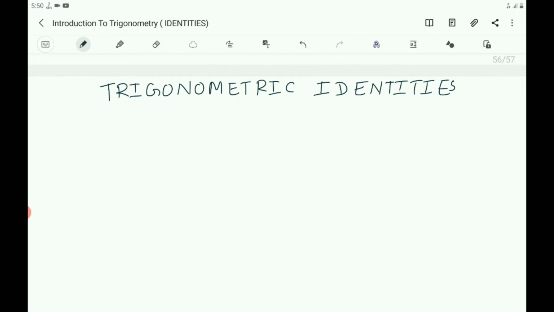Now, some basic trigonometric identities are there. The three fundamental trigonometric identities are: first one is cos square A plus sin square A equals 1, where A is greater than or equal to 0 degree and less than or equal to 90 degree. Means A lies from 0 degree to 90 degree.